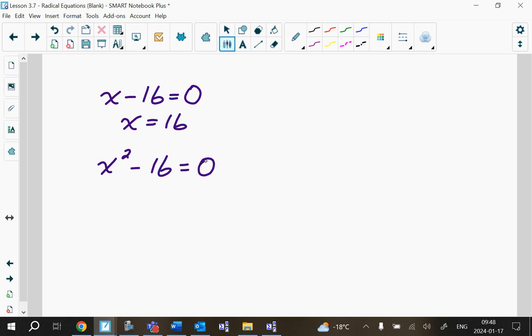What's x? Move the minus 16 to the right. You get x squared is equal to 16. You have to take the positive and negative square roots. And you get plus minus 4.